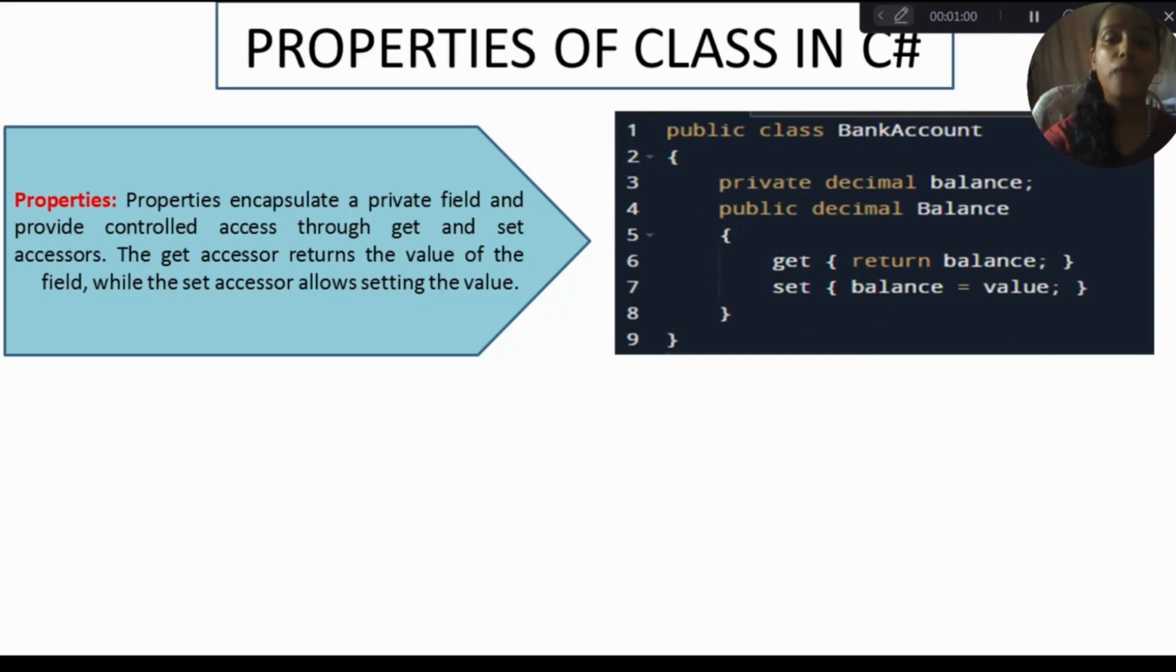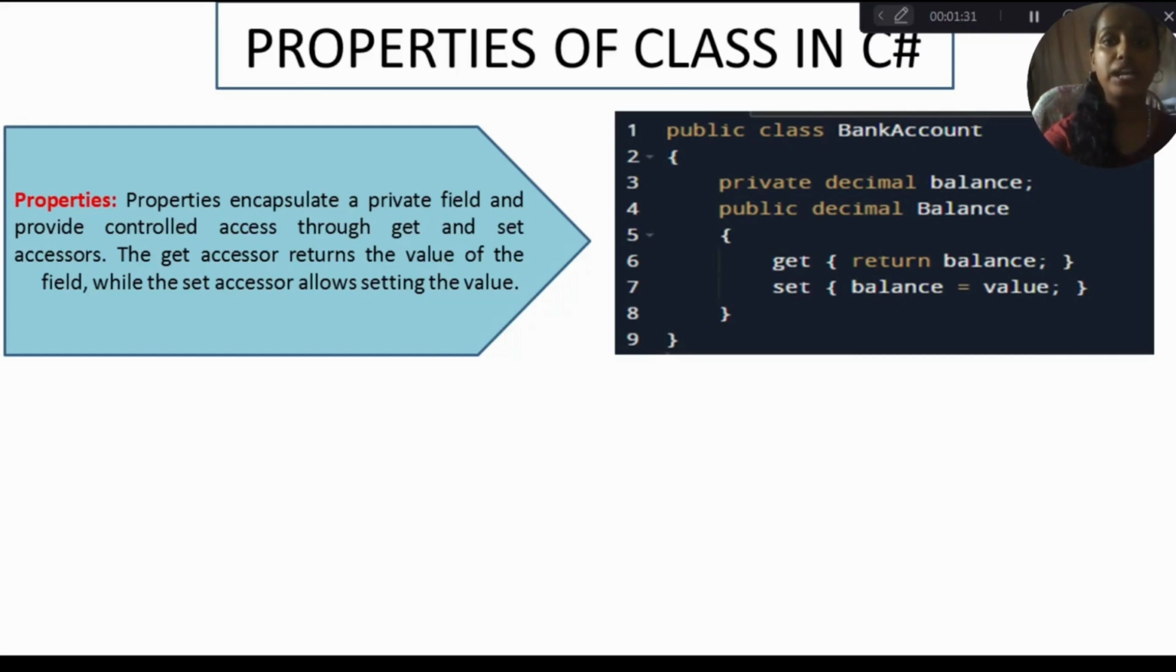In this code, we have a class named BankAccount with a private field called balance. The Balance property allows us to access and modify the balance securely using the get and set methods. You can think of this like a bank where the balance is private and only certain people have access to update or view it.